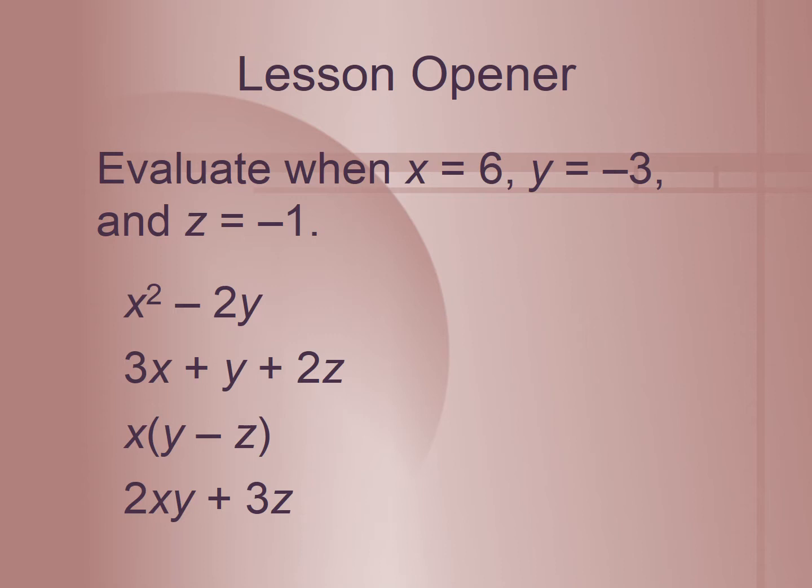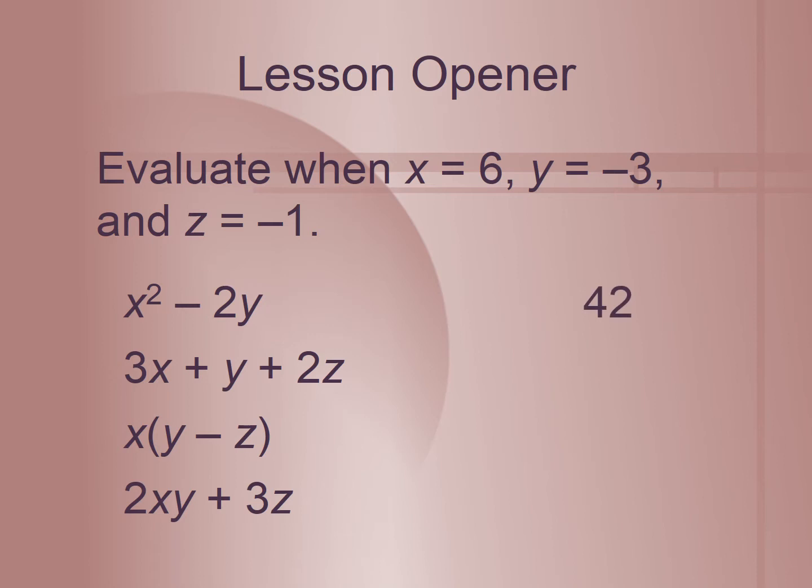So let's look at this problem. We want to evaluate when x equals 6, y equals negative 3, and z equals negative 1. What we have to do is use substitution, right? We have to let x be 6. So instead of saying x squared, we're going to have 6 squared minus 2y. But we're not going to say y, we're going to say negative 3. So 6 squared is 36, and 2 times negative 3 is negative 6. So we have 36 minus negative 6, which gives us 42.